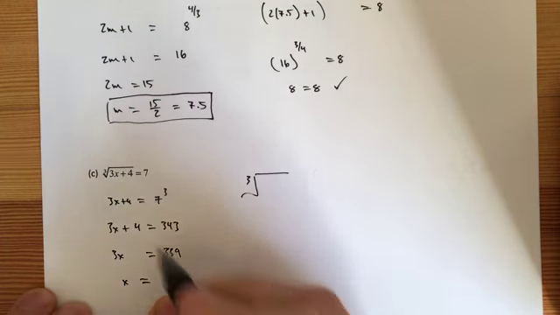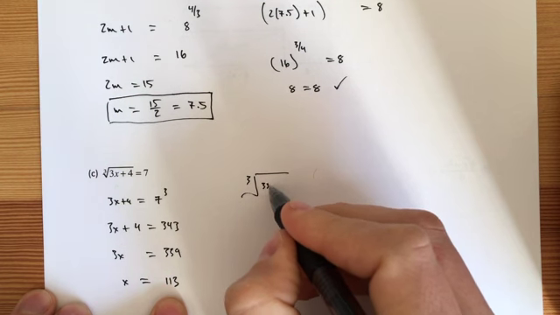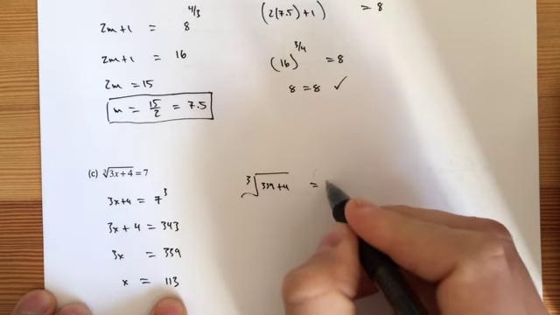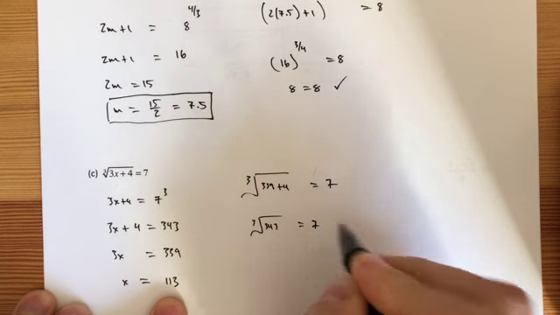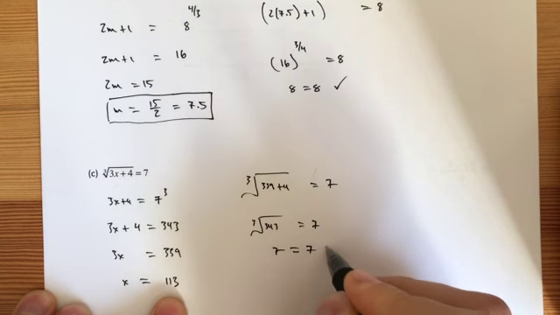If I plug 113 back in here, I'm quite sure it's going to work. The cube root of 113 times 3, which is 339, plus 4. Does it equal 7? Well, does the cube root of 343 equal 7? Yes, 7 equals 7.